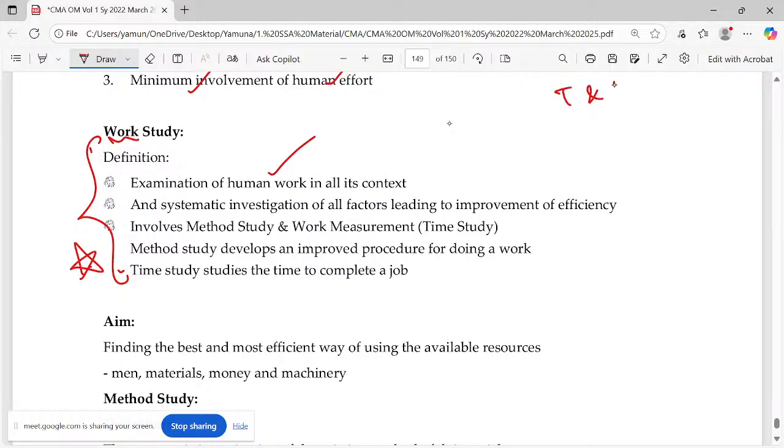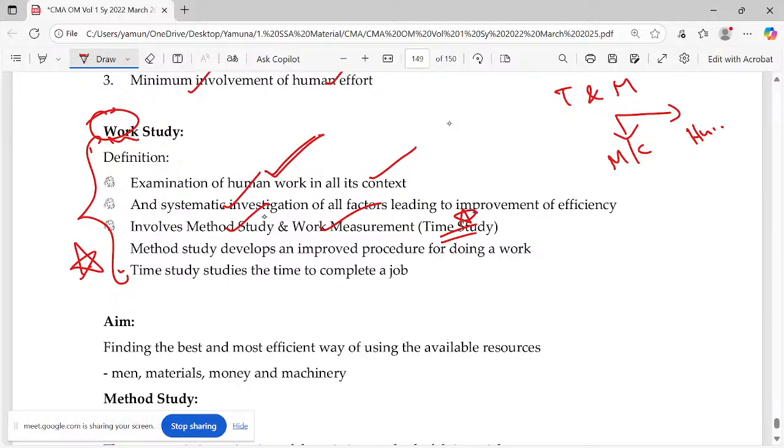See, we were discussing time and motion study. Under this, we can talk in two angles, two sides. One side is talking about the mechanical side, and one is talking about the human side. When we talk about human work, we talk about work study. Okay, so you examine the human work in all the contexts. You go for systematic investigation. Probably this will involve method study and work measurement, which is called time study. See, everything is clubbed together.